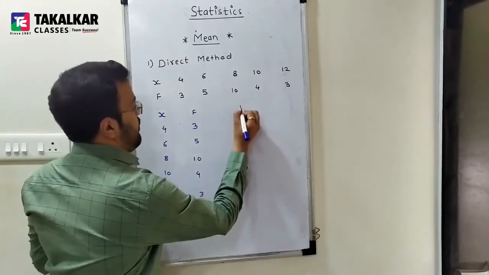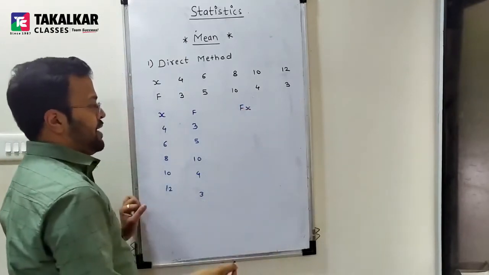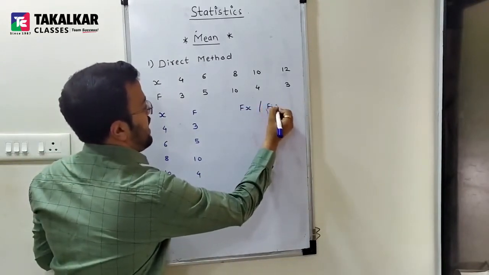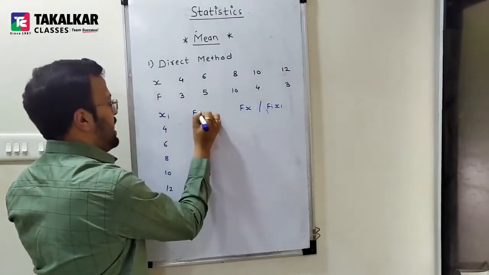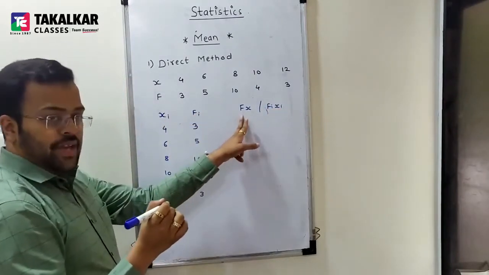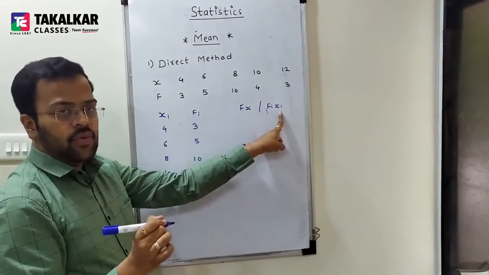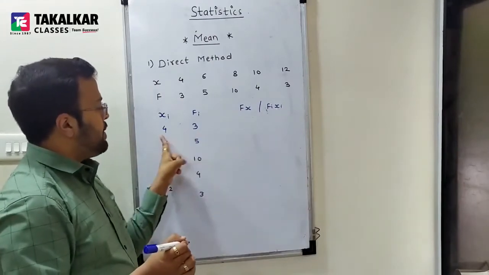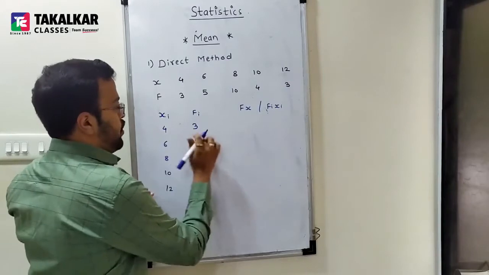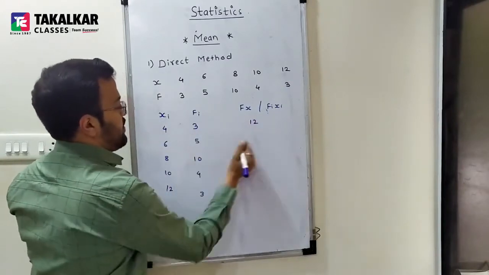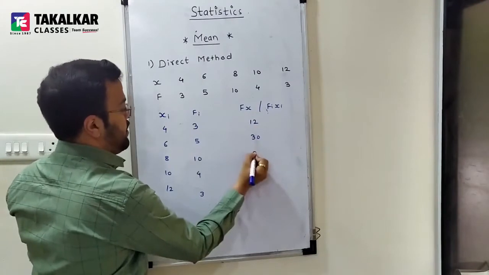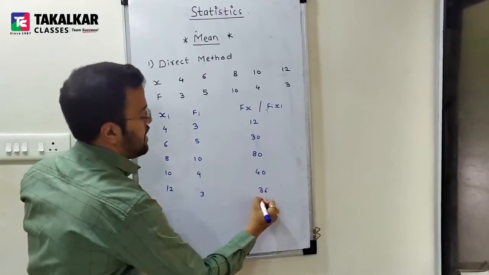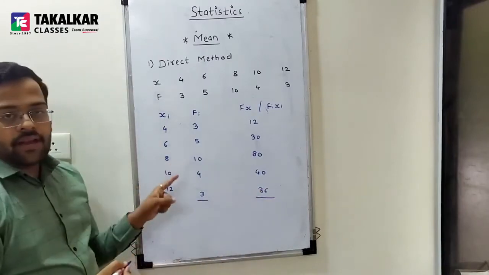Next column is fx. You can write as fi xi. These are your xi and these are your fi. You can write fx or fi xi. Anyone will do. Now what is meaning of this? Fi xi means you have to multiply this corresponding number. So 4 3s are 12, 6 5s are 30, 8 into 10 will give me 80, 10 4s are 40, and this is 36. Any doubt? Am I clear with this?